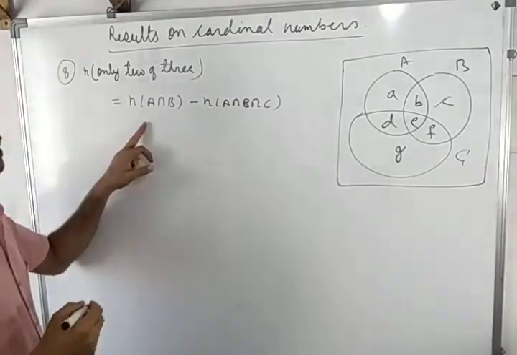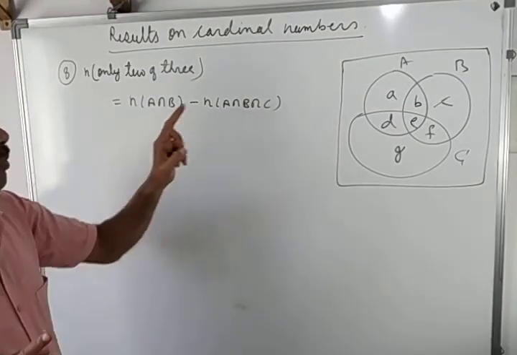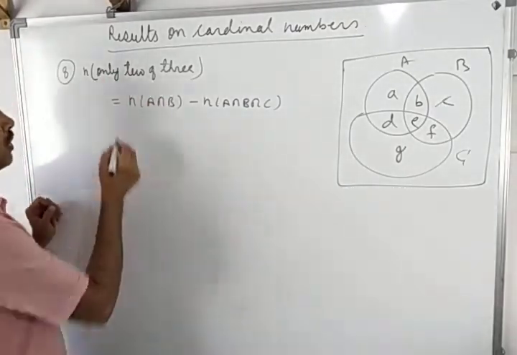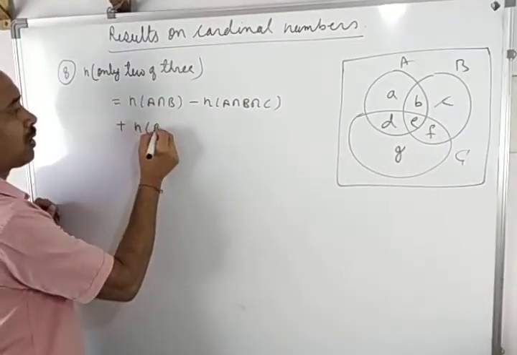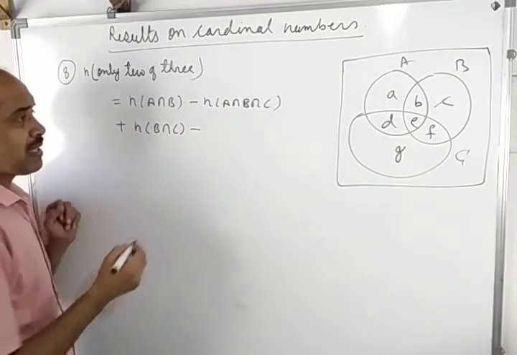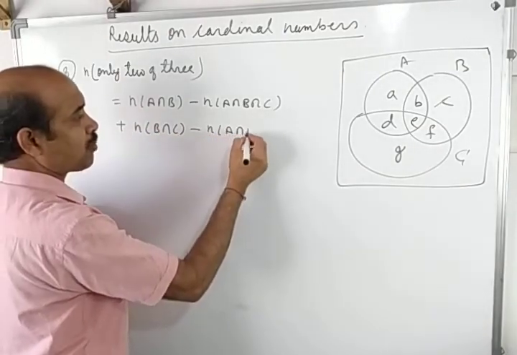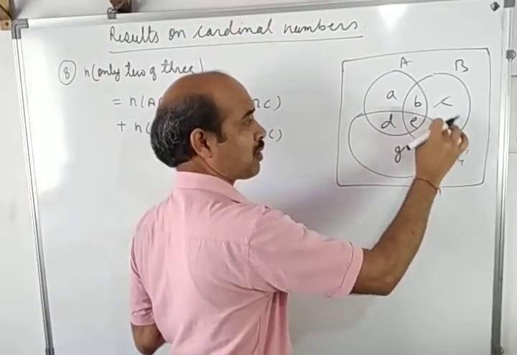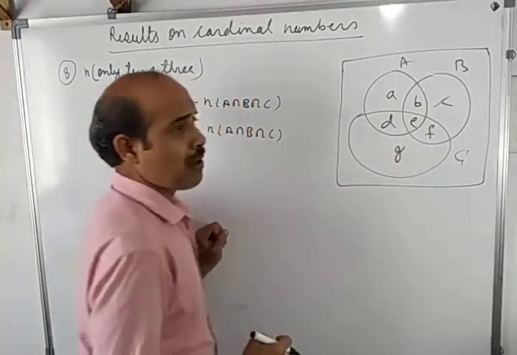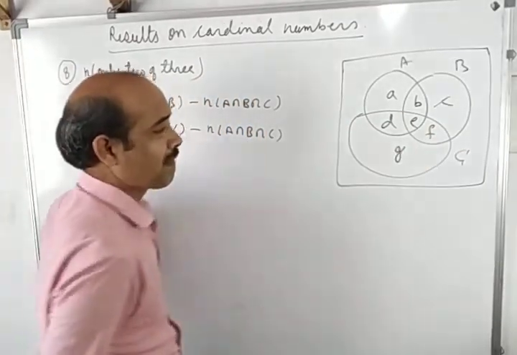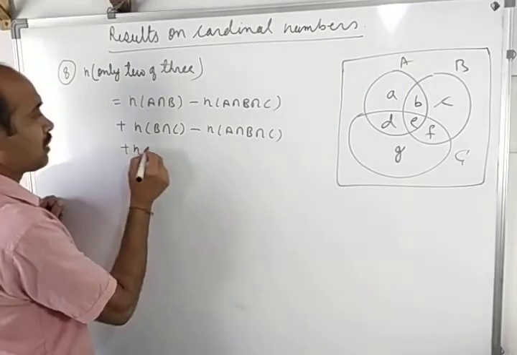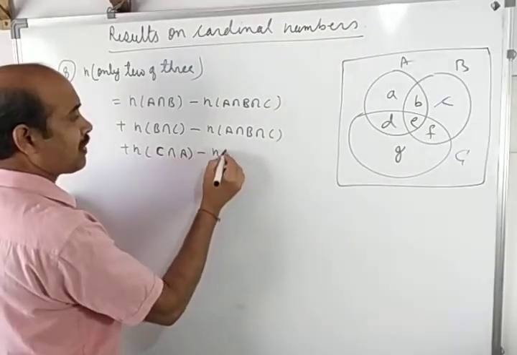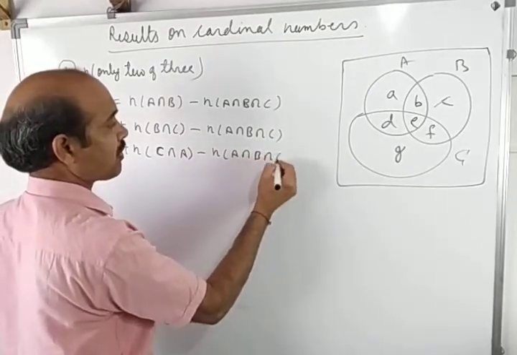This is for A and B only, but they are asking only 2, means R will be included, plus n B intersection C minus n A intersection B intersection C. Means we are taking the intersection of B and C, the whole, and removing this E, so that we will get F, plus n C intersection A minus n A intersection B intersection C.